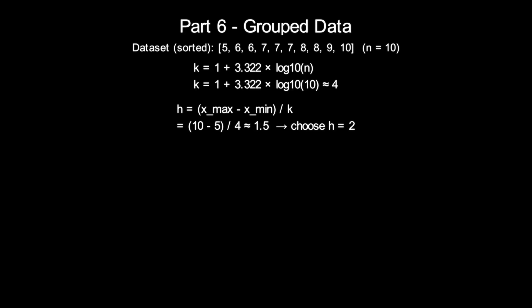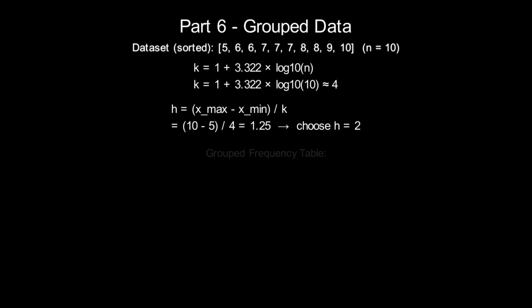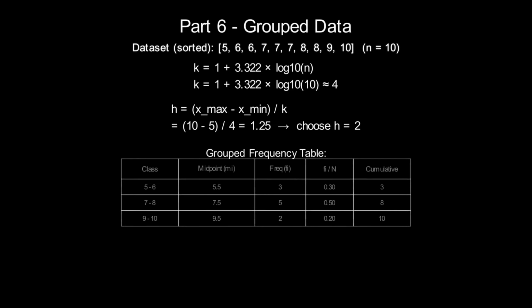Our 3 classes are 5 to 6, 7 to 8, and 9 to 10. For each class, we calculate the midpoint. For 5 to 6, the midpoint is 5.5. For 7 to 8, it's 7.5. For 9 to 10, it's 9.5.